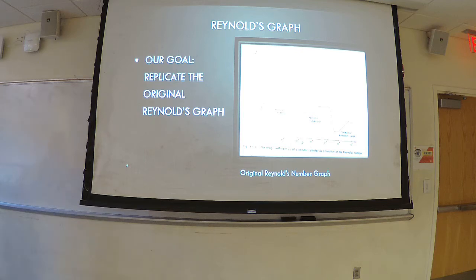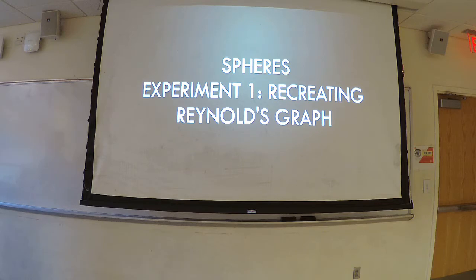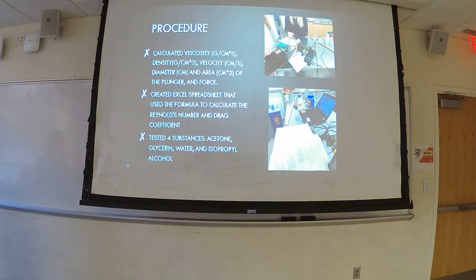That takes us to our first experiment, which was to recreate Reynolds graph using spheres so that we could better understand how it worked. Our procedure was this. We found our viscosity, density, velocity, and the diameter and area of the plunger, as well as varying the force that we had, the mass that we had attached to the top of the French press. And we created an Excel spreadsheet to use the formula to calculate Reynolds number and drag coefficient. We also tested 4 different substances: acetone, glycerin, water, and isopropyl alcohol, because they all had very different viscosities.